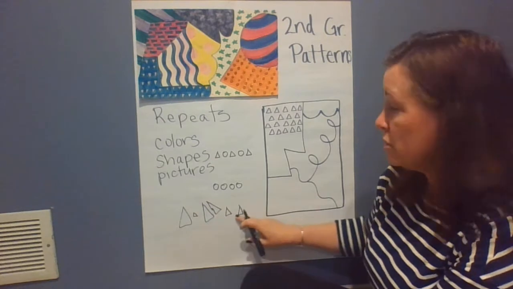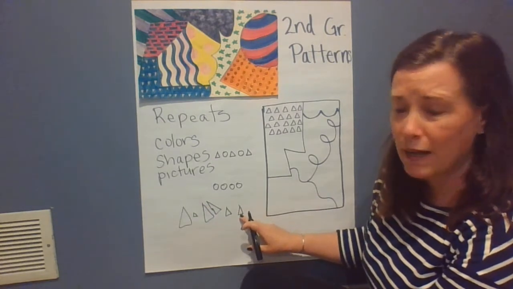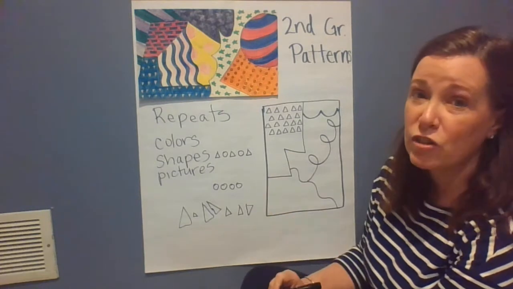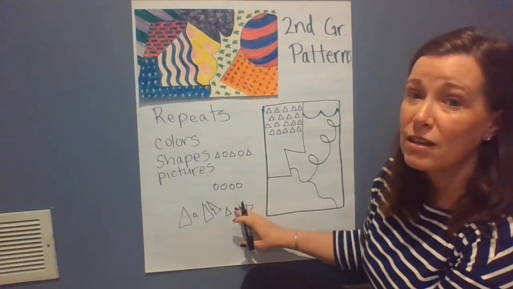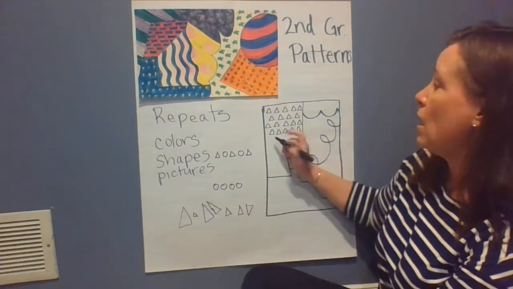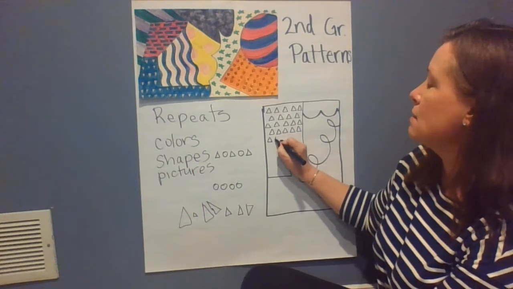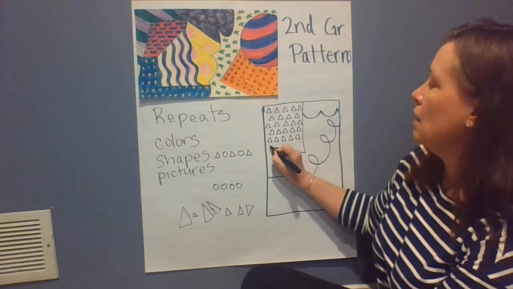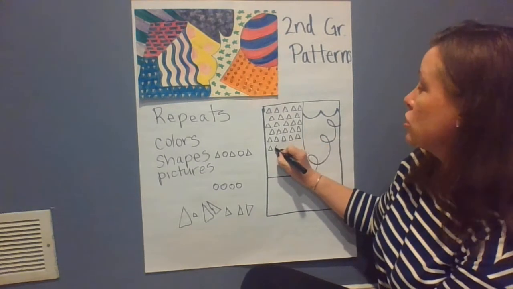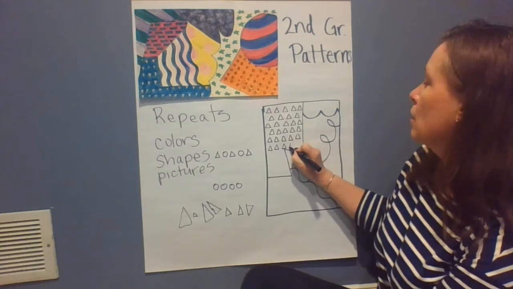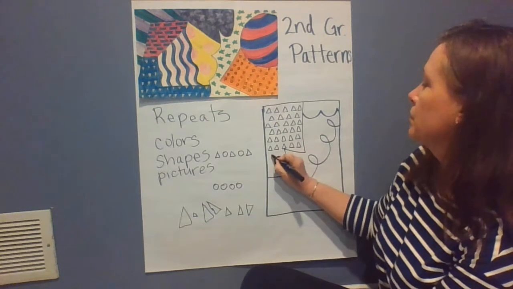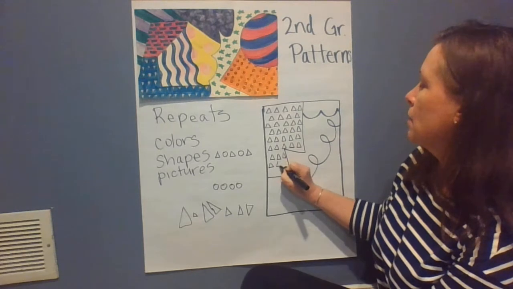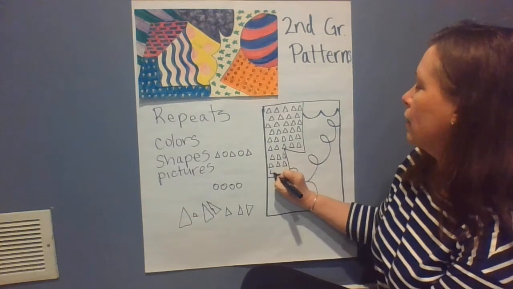If I did a bunch of different triangles that were different sizes and different shapes and went in different directions, they would not look like a pattern the same way that a series of triangles that are the same shape and go in the same direction are going to look. So let's go quickly.